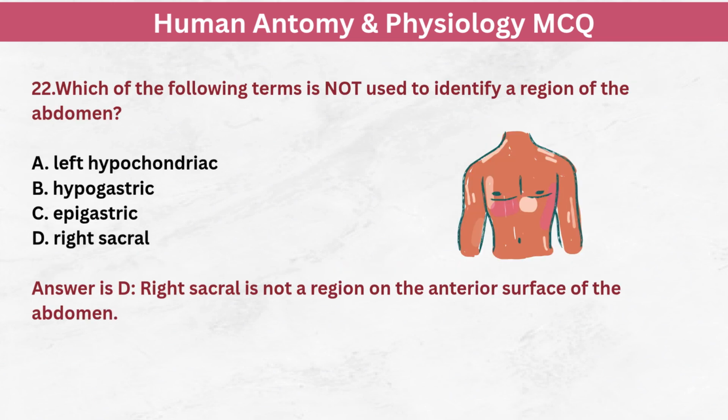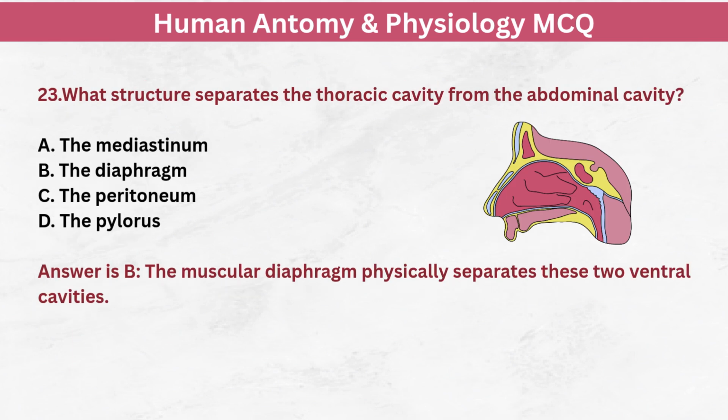Which of the following terms is not used to identify a region of the abdomen? A. Left hypochondriac, B. Hypogastric, C. Epigastric, D. Right sacral. Answer is D. Right sacral is not a region on the anterior surface of the abdomen. 23. What structure separates the thoracic cavity from the abdominal cavity? A. The mediastinum, B. The diaphragm, C. The peritoneum, D. The pylorus. Answer is B. The muscular diaphragm physically separates these two ventral cavities.